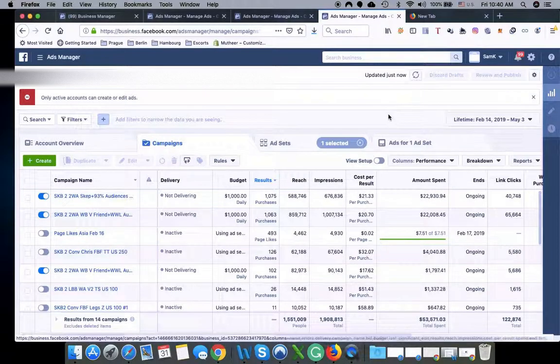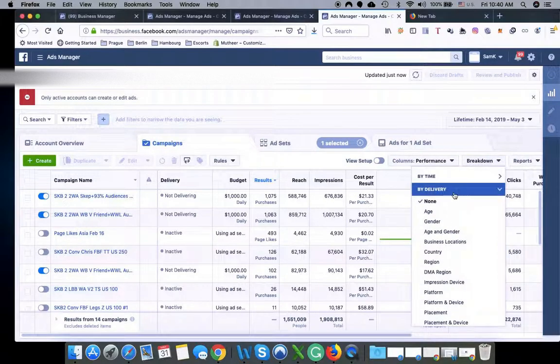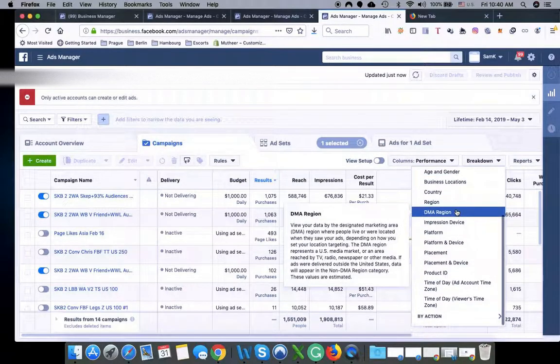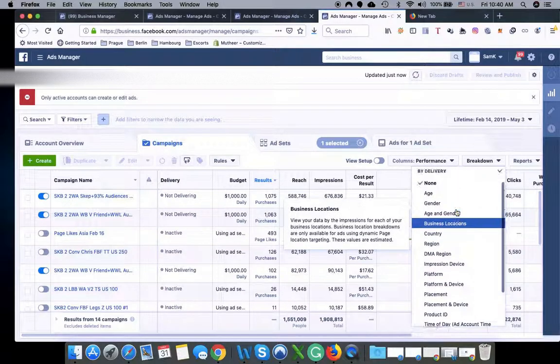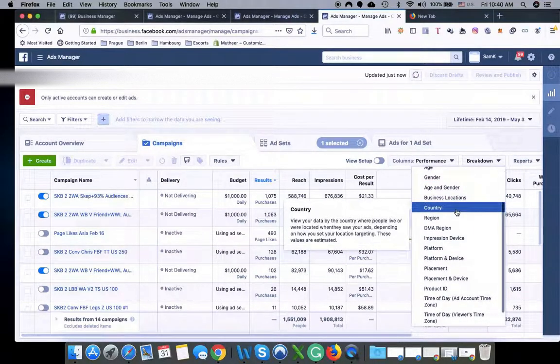So the main thing to look at here is this guy right here, breakdown. And the important one is delivery. You see a bunch of stuff here that I don't actually use all of them. I usually use like 4 or 5 or 6 of them.